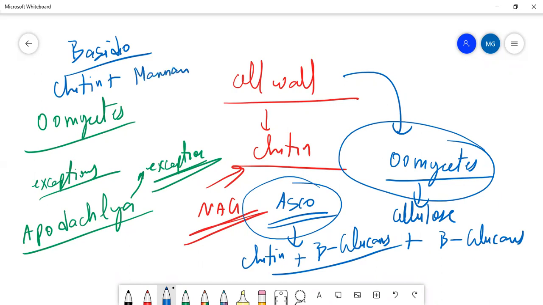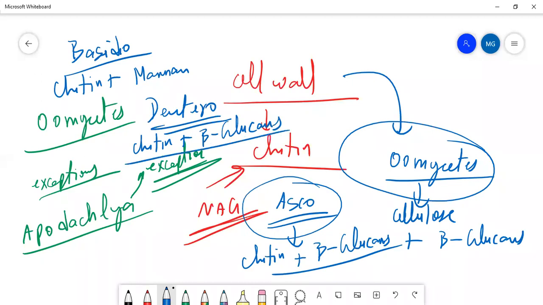They have chitin plus mannan. Look at the members of deuteromycetes. Deuteromycetes again have chitin plus beta glucans. So look at different members of fungi. Their walls contain different components. And by the way, members of deuteromycetes, this entire class, we call them fungi imperfecti.